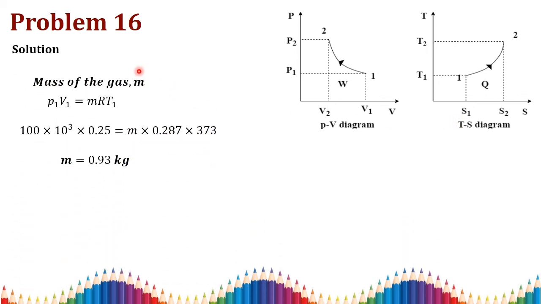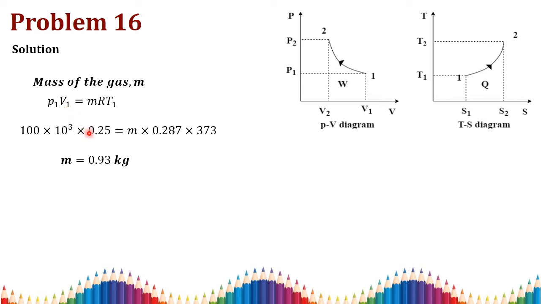So first we need to find the mass of the gas. The ideal gas equation is PV is equal to mRT. I am applying it at the initial state, that is P1 V1 is equal to mRT1. P1 is given as 100 kilopascal. So I am converting into SI units, that is in Newton per meter square or Pascal, that is 100 into 10 to the power of 3 Pascal or Newton per meter square.